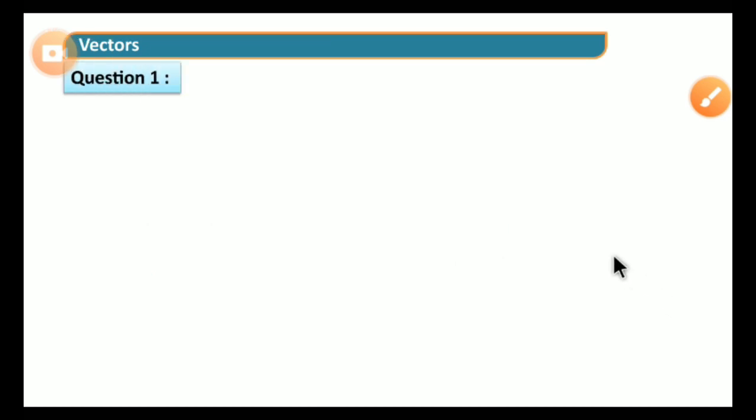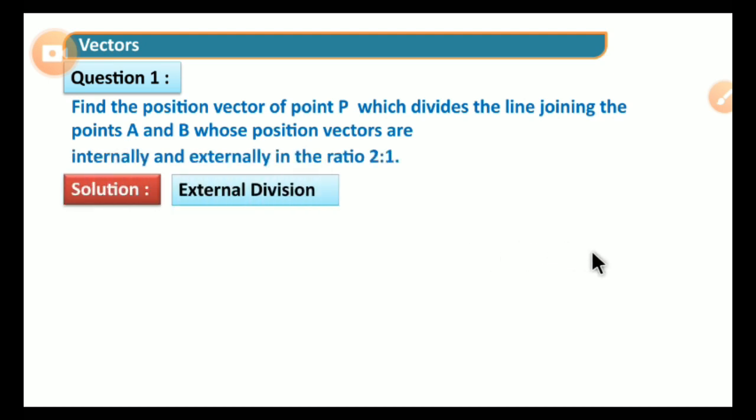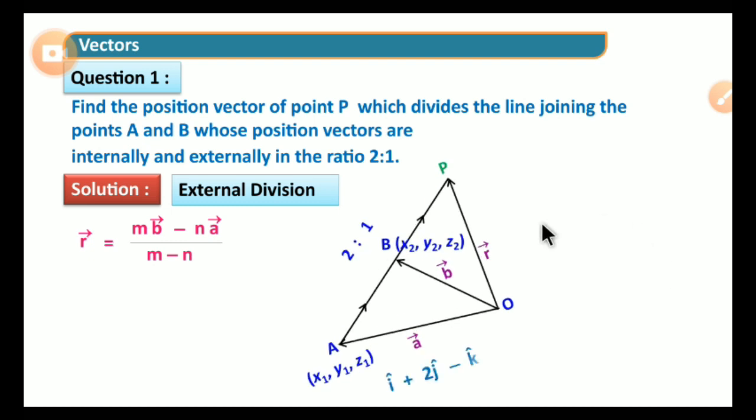In the next part, we will go for the solution of external division. Similarly, write the formula. R vector is equal to m into b vector minus n into a vector divided by m minus n. Now consider this diagram here. O is the origin again, and A and B are the points here. That point P divides the line AB externally in the ratio 2:1. So now we will put the values in this given formula.